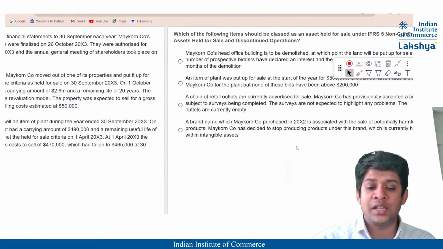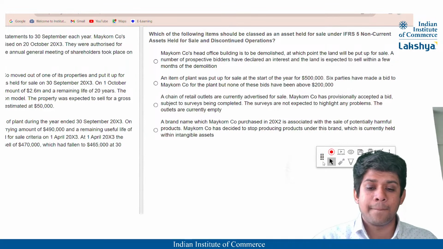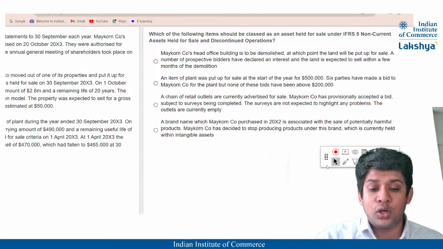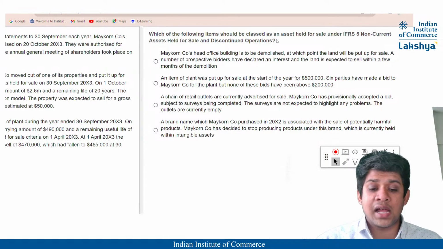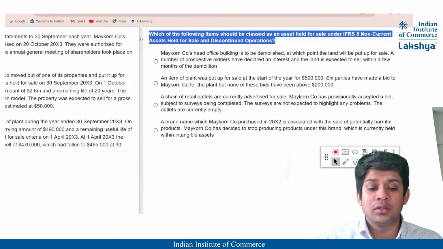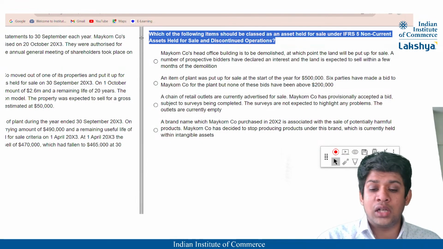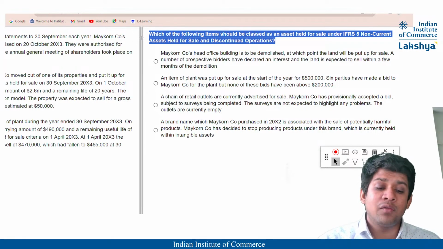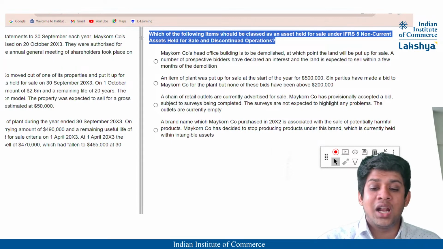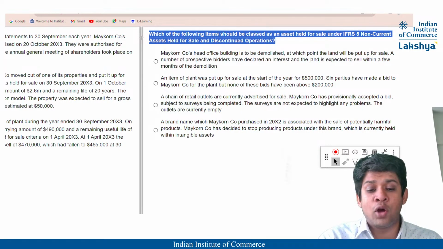Okay, moving on to the next question. Which of the following items should be classed as an asset for sale under IFRS 5 non-current assets held for sale and discontinued operations? Macon Company's head office building is to be demolished, at which point the land will be put up for sale. A number of prospective builders have declared an interest and the land is expected to sell within a few months of its demolition.